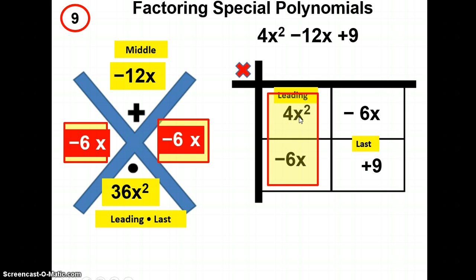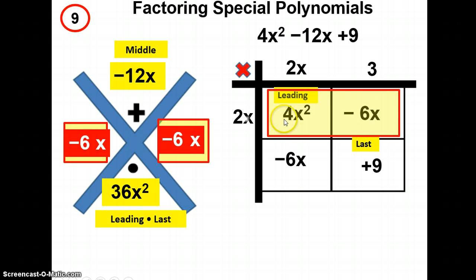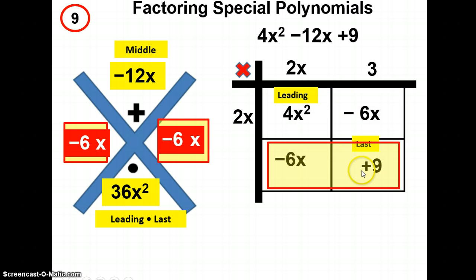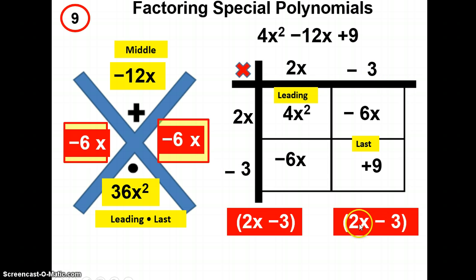What do these two have in common? 2x. What do these two have in common? What multiple are they of? 3. What do these two have in common? A 2x. What do these two have in common? A 3. Now, do I put a negative on this 3, on that 3, or both? Well, both. So my binomials are 2x minus 3 and 2x minus 3. Interesting. The exact same binomial, they're the same.